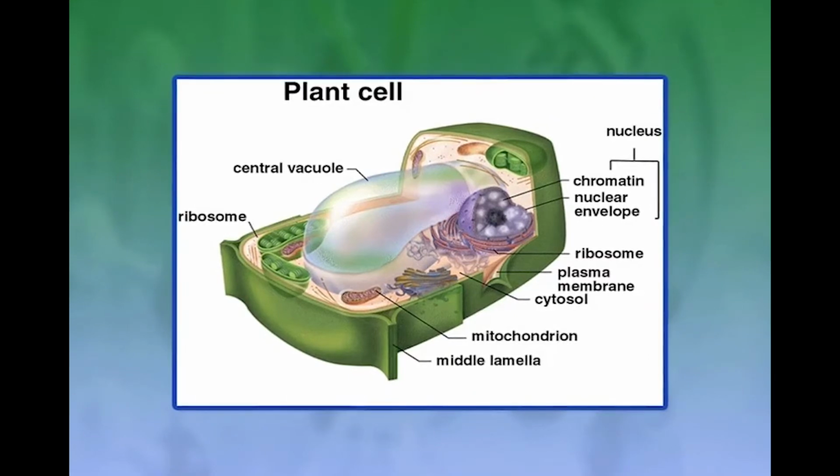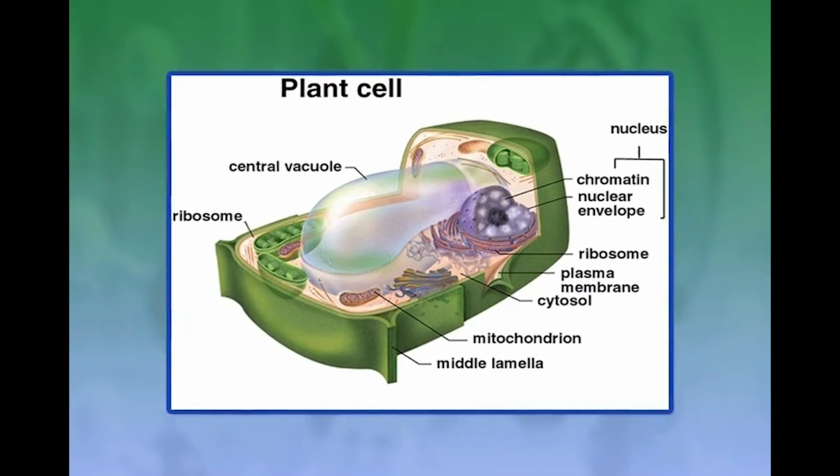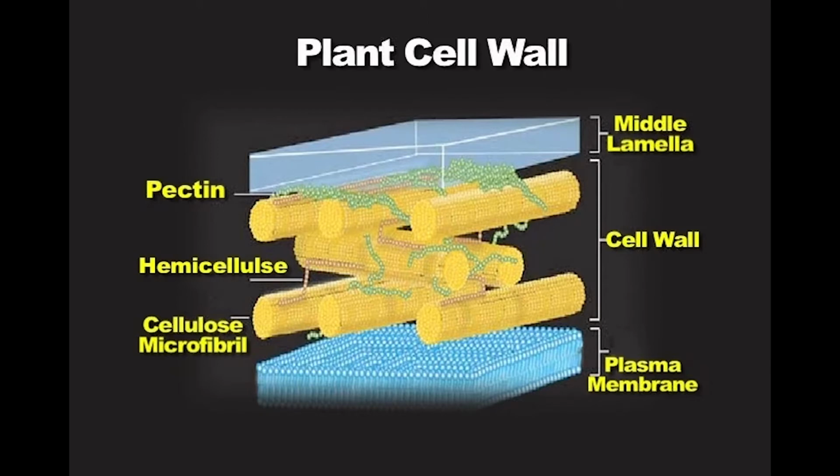In addition, plant cells have a huge vacuole which contains water, and this vacuole helps to maintain the integrity and shape of the plant cell. Another main distinguishing feature of the plant cell is the presence of the plant cell wall, which contains cellulose, hemicellulose and other complex polysaccharides which give rigidity to the plant cell.